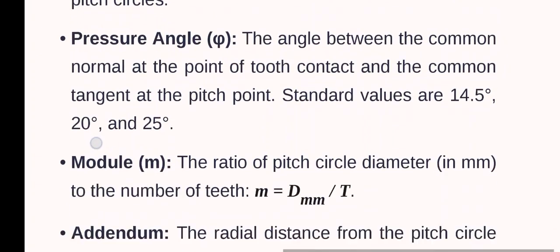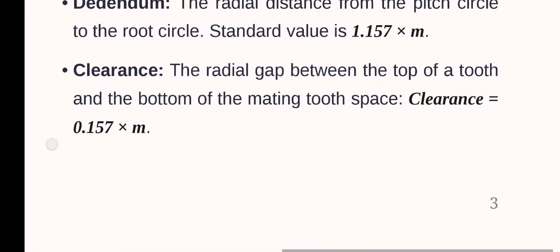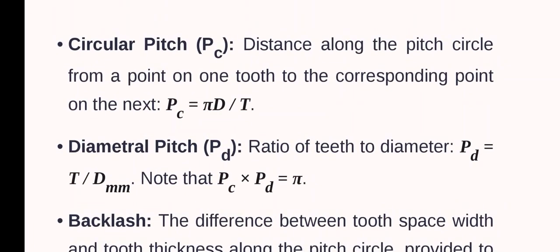Module m. The ratio of pitch circle diameter to the number of teeth, m = d mm by T. Addendum. The radial distance from the pitch circle to the addendum circle, standard value is 1 into m. Dedendum. The radial distance from the pitch circle to the root circle, standard value is 1.157 into m. Clearance. The radial gap between the top of the tooth and the bottom of the mating tooth space. Clearance = 0.157 m.